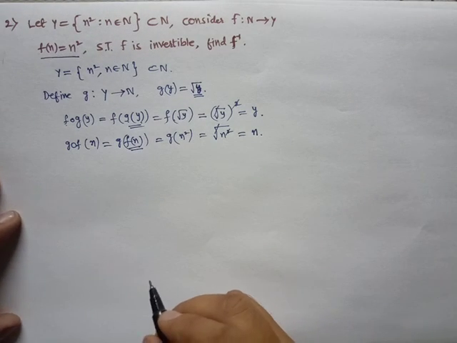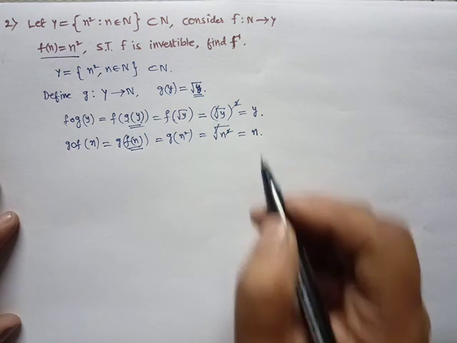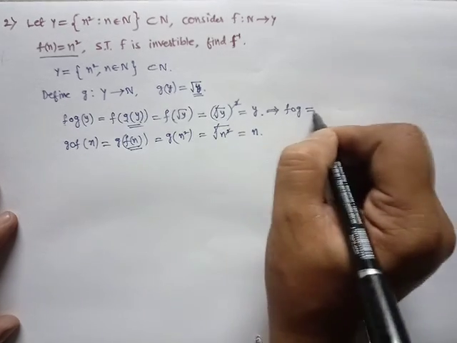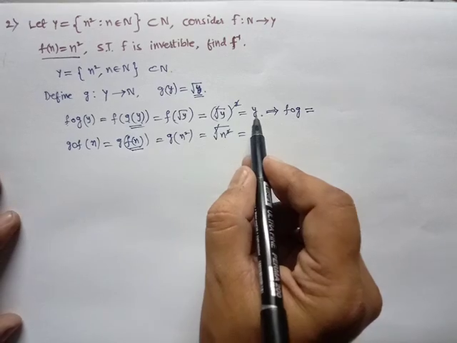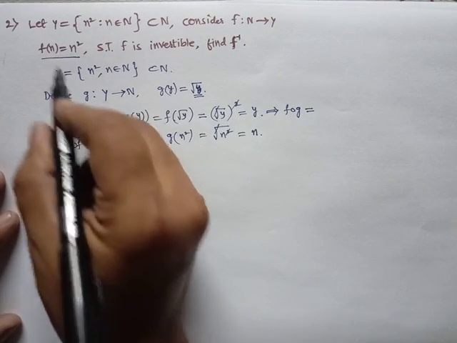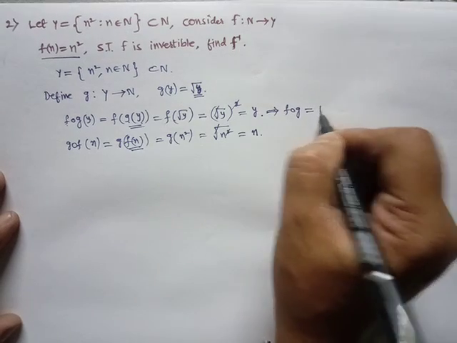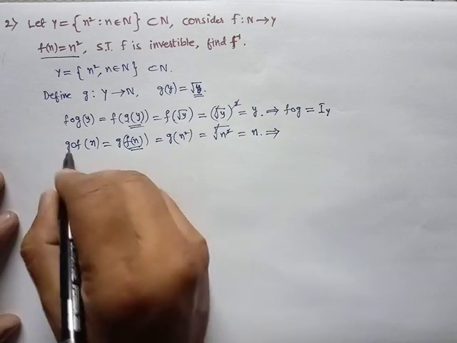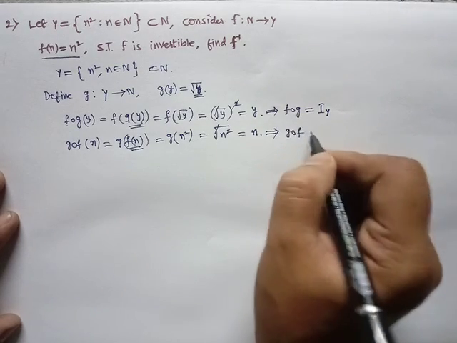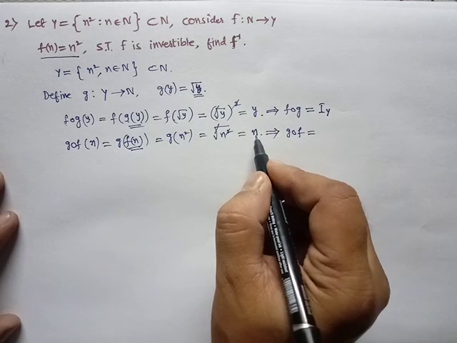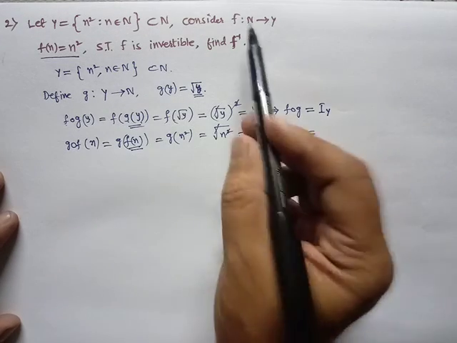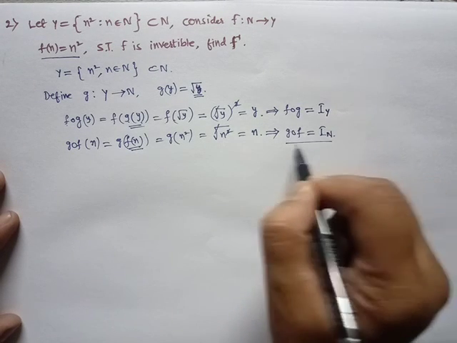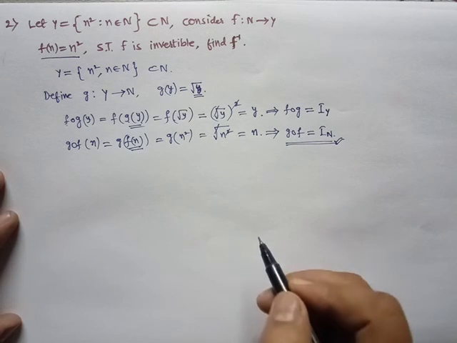By taking up both of these, what can you write here? F circle G is the identity over which set? Y is taken from capital Y, so it is an identity function over Y. And G circle F values are taken from natural numbers, that is from the first set. Then G circle F is the identity over capital N. Now it is satisfying for both.